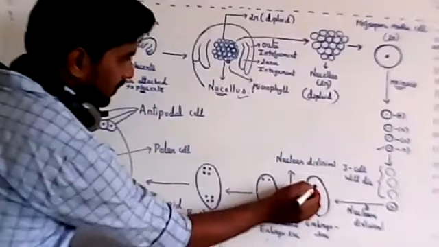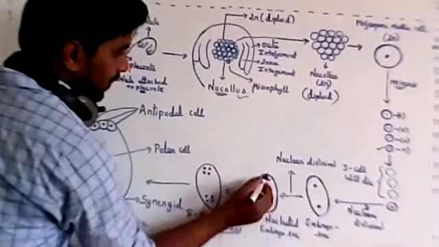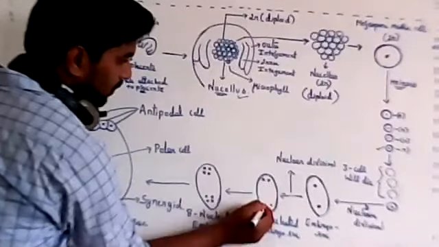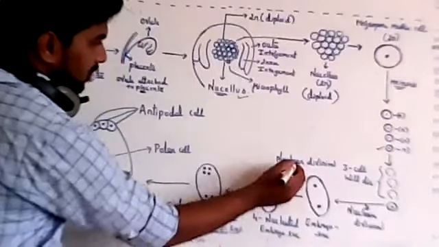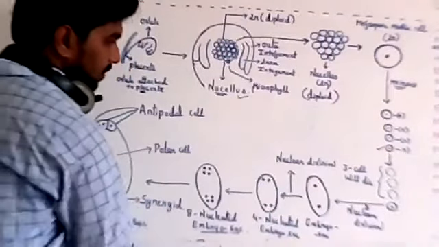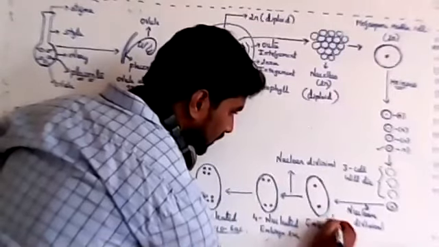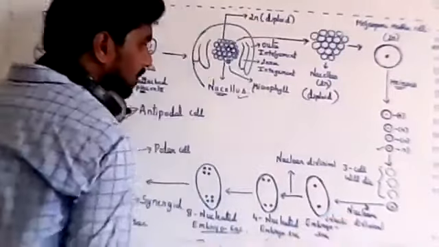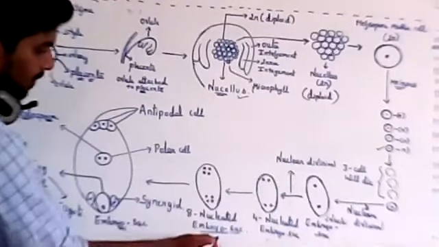So just nuclear division. First 1 will divide into 2, and these 2 will divide into 4. So 4 nuclei will be formed. Next is nuclear division again. First there will be formation of a 2 nucleated embryo sac, then a 4 nuclei embryo sac, then an 8 nuclei embryo sac.